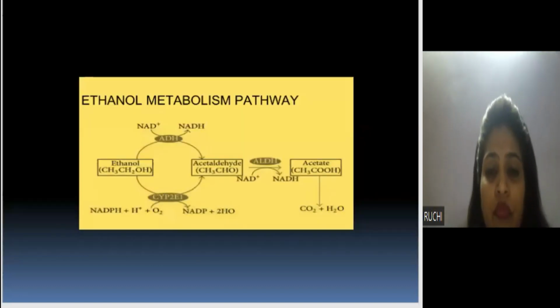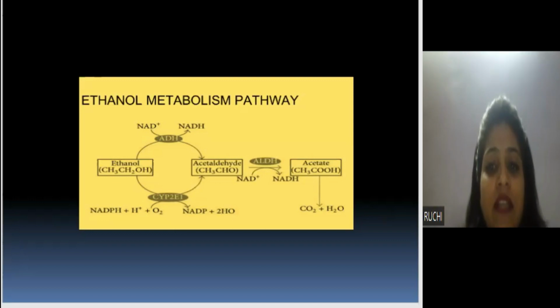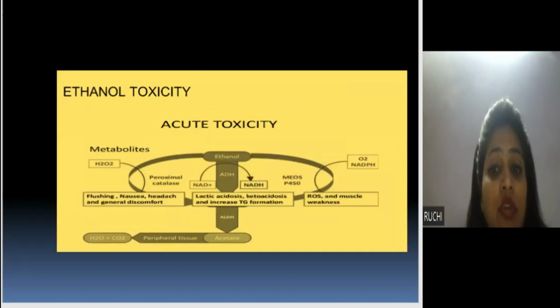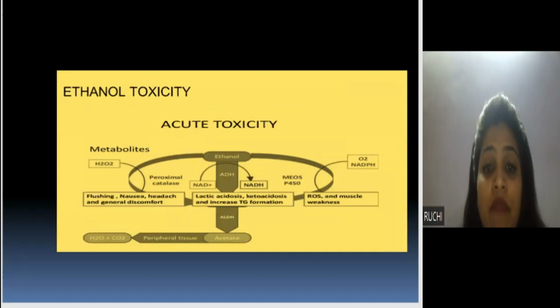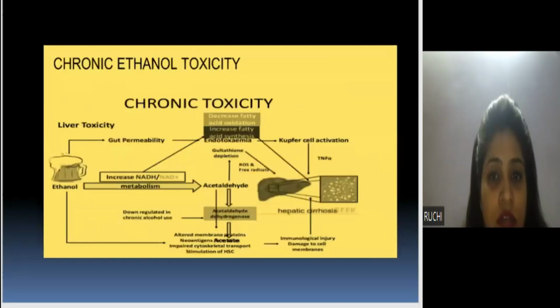This is the ethanol metabolism pathway. In the first step, ethanol is converted to acetaldehyde and NADH is produced, and then it is converted to acetate, for which we need NAD. Acute toxicity occurs when we get metabolites like H2O2, and we get lactic acidosis, ketogenesis, an increase in triglyceride formation, ROS, muscle weakness, flushing, nausea, headache, and general discomfort. Basically, free radicals are produced, and this causes acute alcohol toxicity.